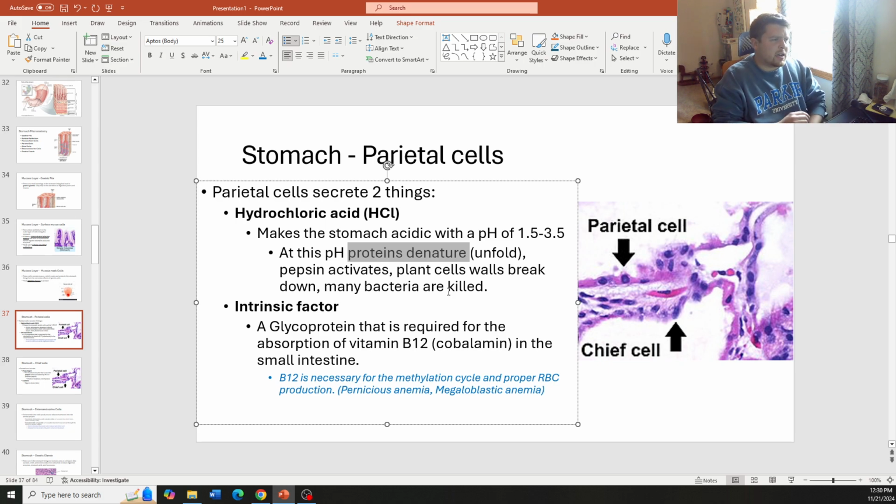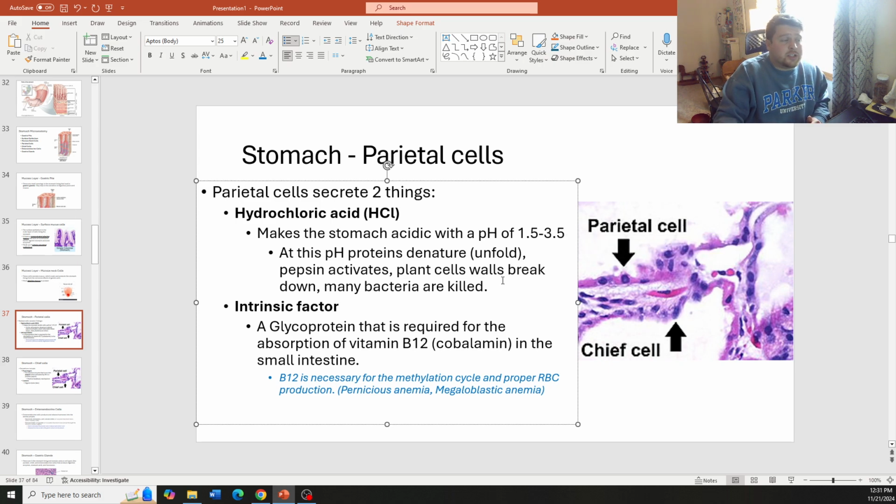If you think back a little bit, we talked about how proteins are made in biochemistry, how they all come together with peptide bonds and they fold all together and all that good stuff. At extreme pH differences, that actually causes them to unfold and break apart and break down. Denaturing of a protein causes it to unfold, causes its bonds to let go, and breaks down the proteins. We get pepsin activation.